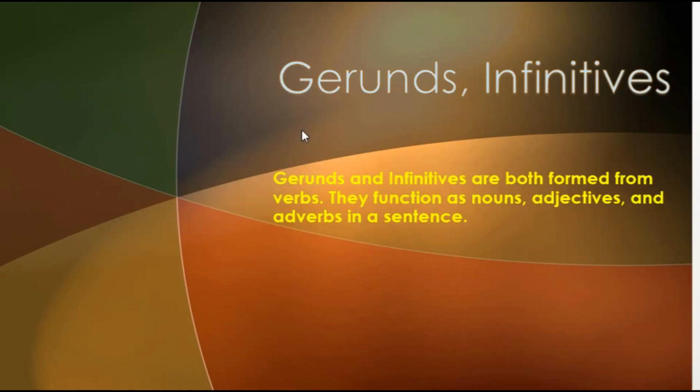So let's start from a definition of gerunds and infinitives, right? Gerunds and infinitives are both formed from the verbs of the English language, okay? So all the verbs of the English language have the ability to create gerunds and infinitives, and they have a definite form which I will give you, right? And they function as nouns, okay, adjectives and adverbs in a sentence. So when you create these forms of the gerunds and infinitives, they can be nouns, sometimes adjectives and adverbs.